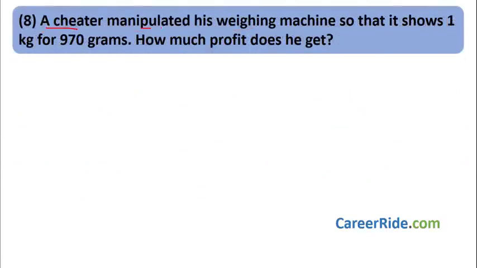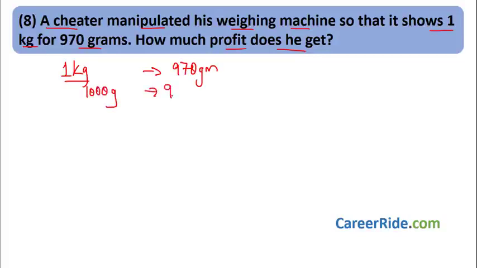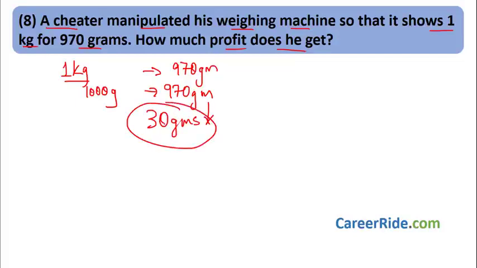A cheater manipulated his weighing machine so that it shows 1 kg for 970 grams. How much profit does he get? What does that mean? A cheater manipulated the weighing machine. So when the weighing machine shows 1 kg, the actual weight is 970 grams. That is, for 1000 grams, actual weight comes out to be 970 grams, that is 30 grams less. So how much profit does he get? The profit which he gets is 30 grams, right? For every kg, the profit he gets is 30 grams.